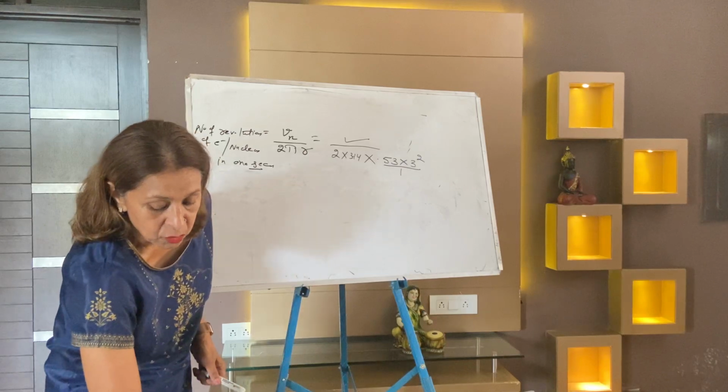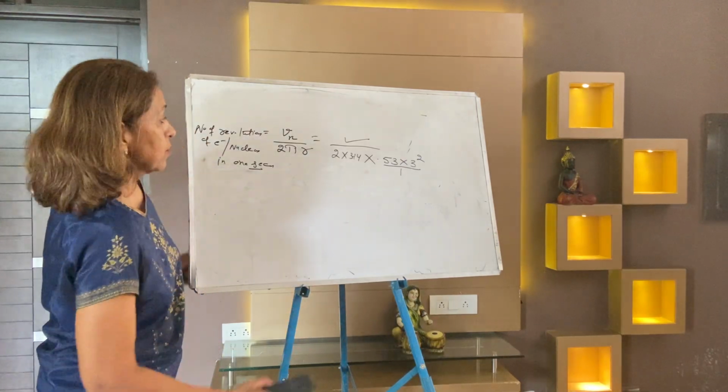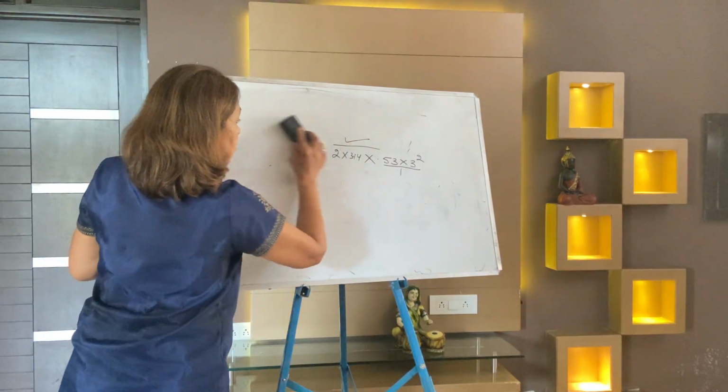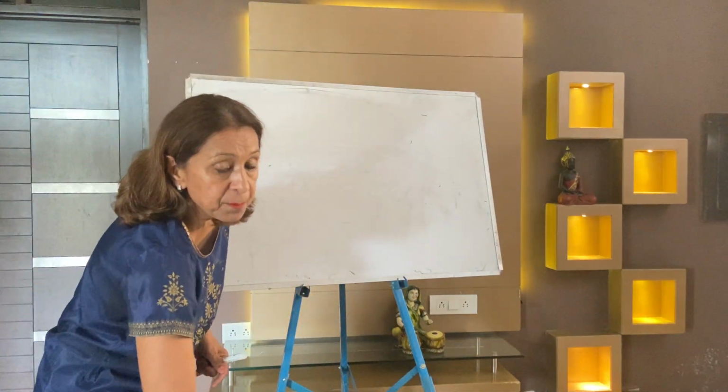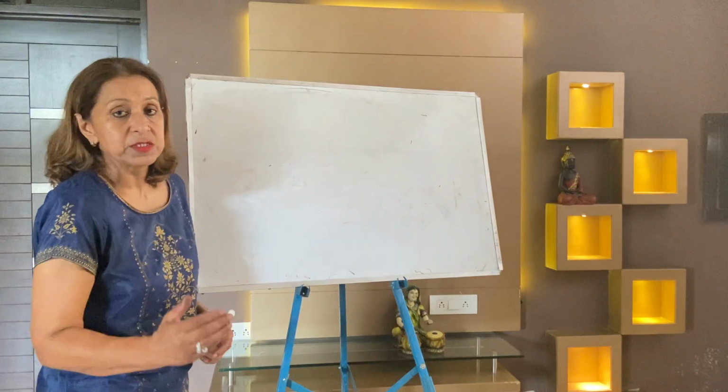Now I am taking a few questions from the spectral lines. Spectral lines: Lyman series, Balmer series, Paschen, Brackett, Pfund and Humphreys series.